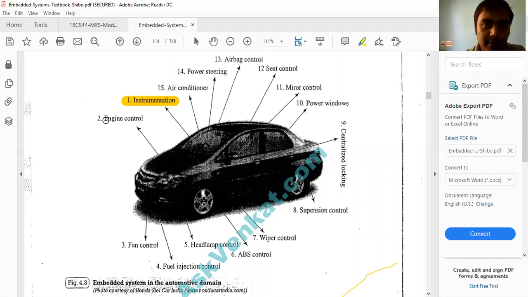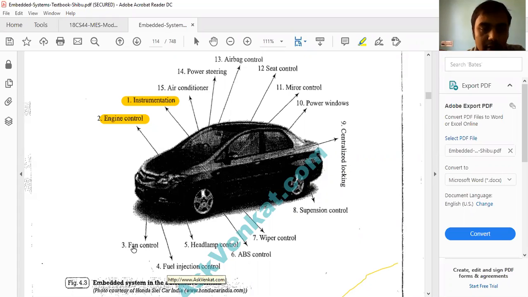Next, coming to the engine control, embedded systems are used to control the engines. There is another option called brake distribution, electronically distributed brake, EBD. That is also an example of embedded systems. Next, fuel injection control, which is very important. A microcontroller based embedded system is used to check the ratio of the fuel and air. That is fuel injection control.